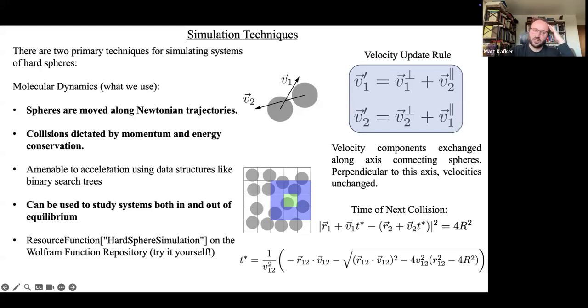accurate simulations. But what you can do is use things like binary search trees and domain decomposition, which is pictured here, where you divide the box into little cells, and then you only have to look at what's going to happen around each particle. So there are ways to accelerate this.